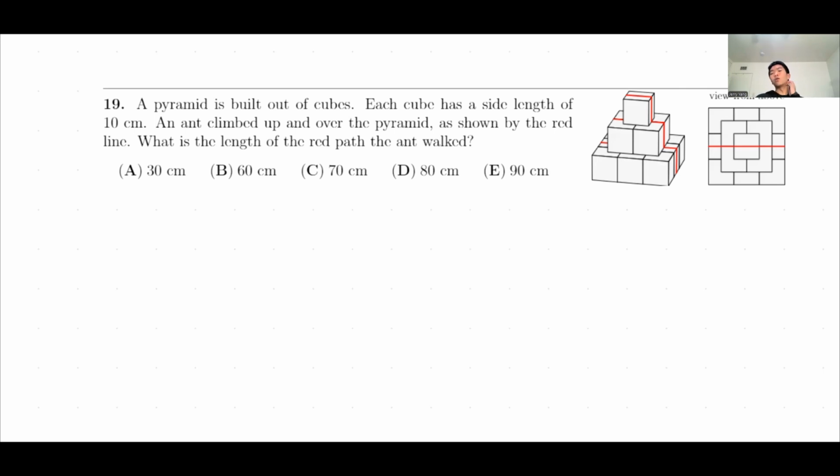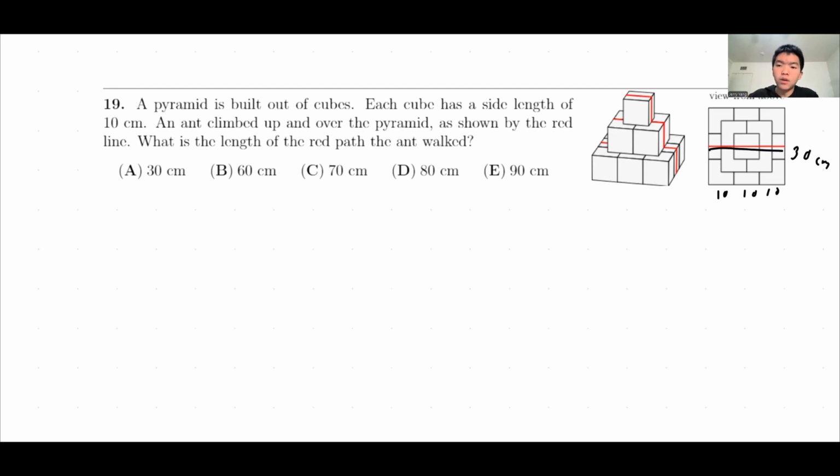All right. So let's just start with the view from above, right? A lot of you might be tempted to add up each of these individual segments, but that seems kind of like a lot of work, huh? But if we look at it just from the top, what we can realize is that across the entire thing, this entire red line is just 30 centimeters, right? Because if this is 10, and this is 10, and this is 10, 10 times 3 is 30. So 30 centimeters just crossing the top.